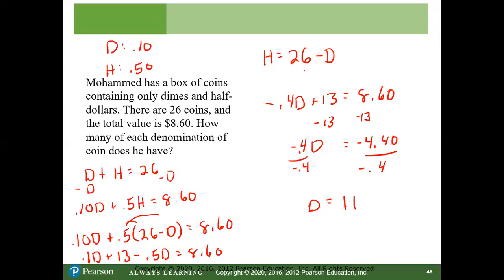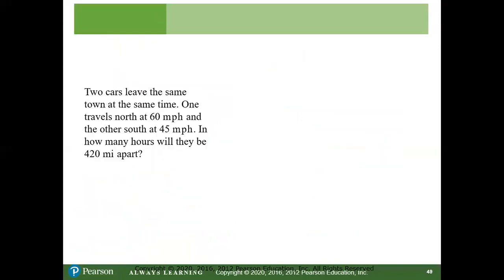Which is pretty helpful because we will know now exactly how many half dollars we have, which will be 15 half dollars because there's a total of 26 coins. So if there's 11 dimes, that means that there's going to be 15 half dollars. All right, so this is pretty important stuff. These are standard style of questions in algebra. You know, 2 trains leave a station, that type of deal.